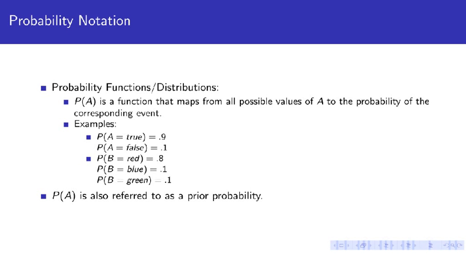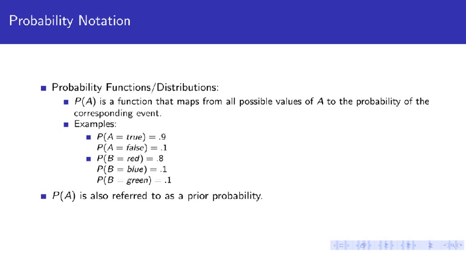So here's our basic notation. We're going to be talking about random variables. So in this slide, things like A and B are our random variables that can take on, sometimes they're Boolean variables, so in this case A is a Boolean variable that can be either true or false, or they could be multi-valued random variables like B, which represents some color. And our function here, P, is going to be mapping from these variables to the probability that those outcomes will occur, right? So the probability that A is true is 0.9 in this case. The probability that A is false is 0.1.